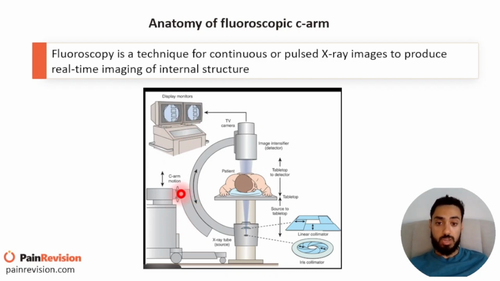So you can move the C-arm in various directions, and I'm not going to touch on that in this video. It will probably be better explained in the video in the theatre suite where I'll go through all of the motions. And so if you get asked, what is fluoroscopy? Fluoroscopy is a technique for continuous pulsed X-ray images to produce real-time imaging of internal structures. Again, brief and succinct definition.